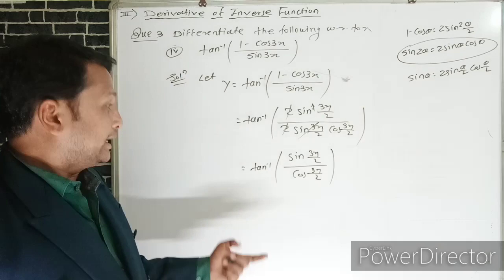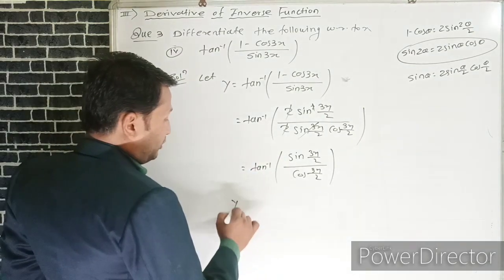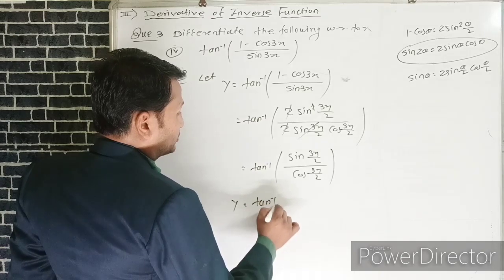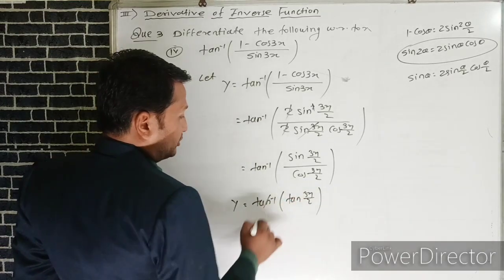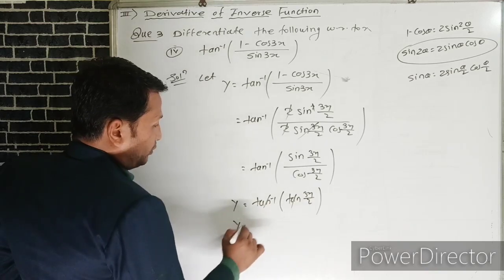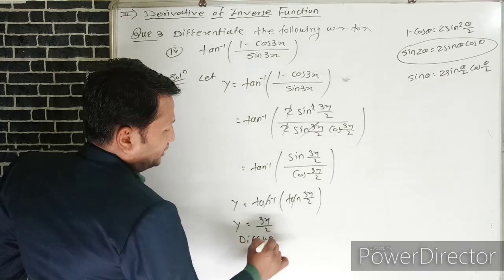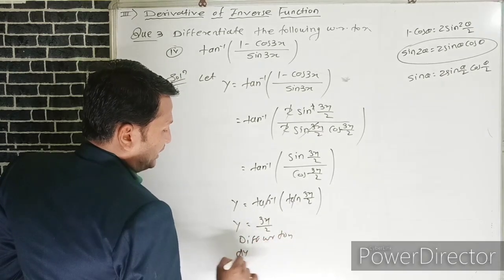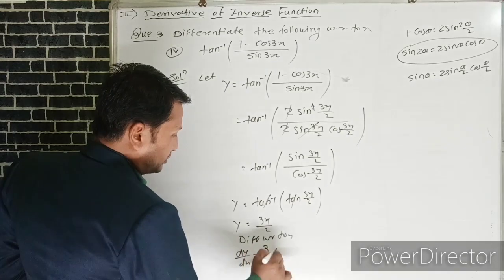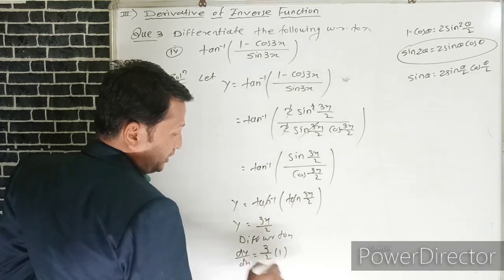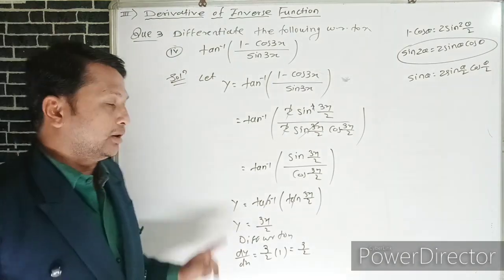And we know that sin upon cos is tan, hence we can write the whole function as tan inverse of tan of 3x upon 2. Here tan inverse and tan cancel, hence we can write y is equal to 3x upon 2. After differentiating with respect to x, we get the derivative dy upon dx: 3 by 2 is a constant and the derivative of x is 1. Hence the whole derivative dy by dx is 3 upon 2.